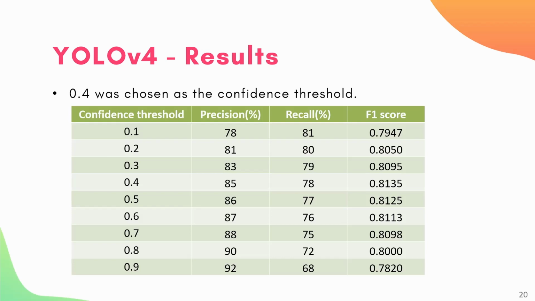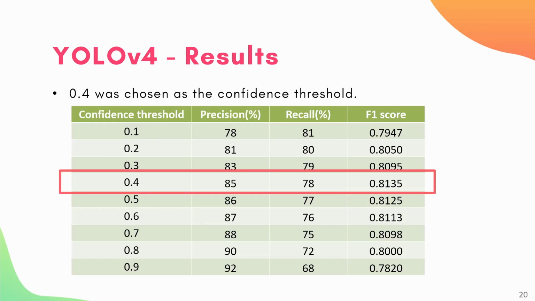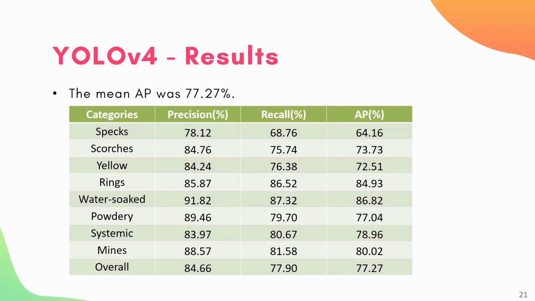And here we use the F1 score to choose the threshold. The F1 score can give a balanced evaluation of precision and recall. And 0.4 was chosen as the threshold to test this model. Next, we use 0.4 as the threshold to evaluate the model's performance. And the mean average precision was 77.27%.